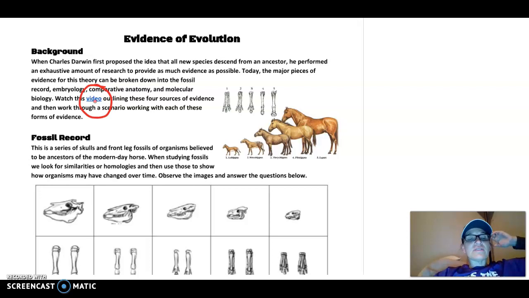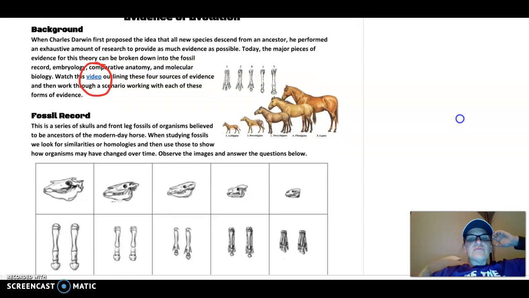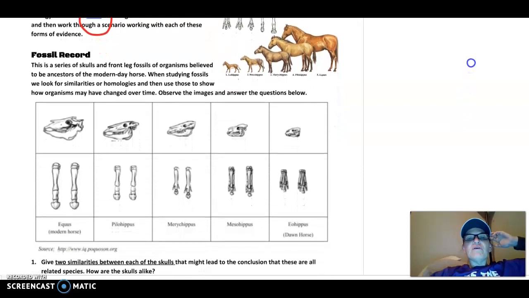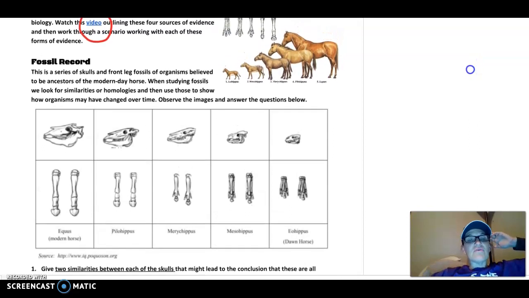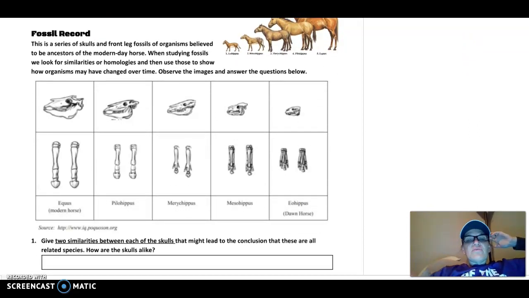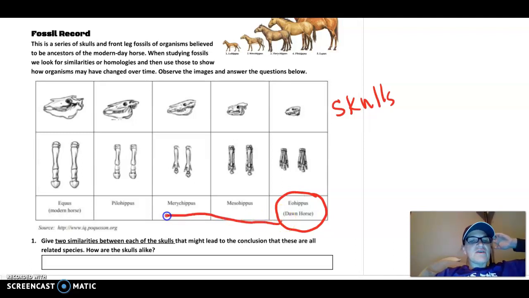at fossil records. The fossil record that you're going to interact with here is the fossil record of the modern-day horse, or what scientists believe to be the fossil record of the modern-day horse. In the data table, you are going to see a series of 5 skulls leading from the dawn horse, so going back as far as we can ancestrally to what we believe to be the ancestor of the modern-day horse, moving through time to what we know today as the modern-day horse. You're going to see the skulls, and then you're also going to see the leg bones.